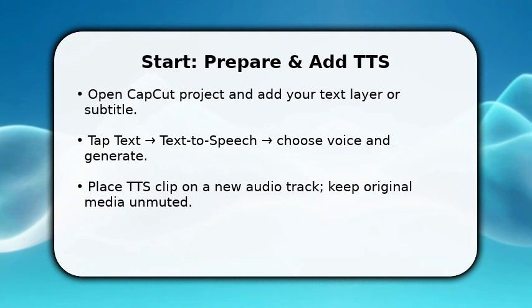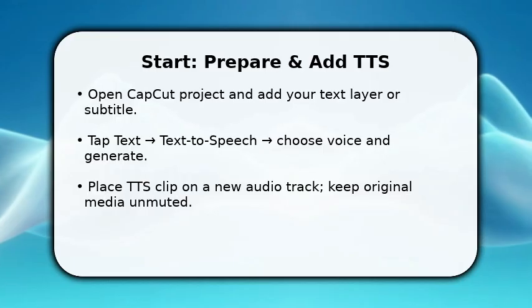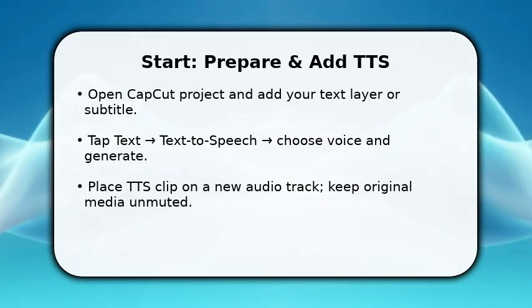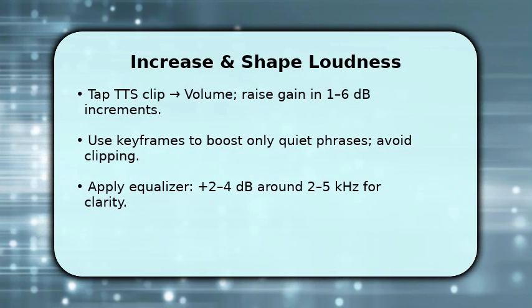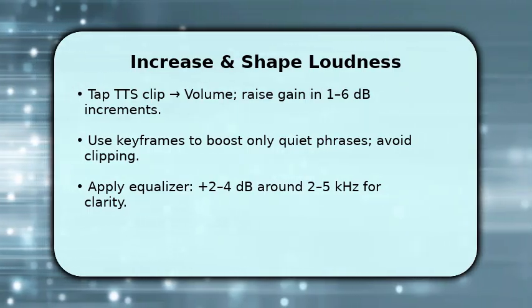Now you're shaping loudness. Select the TTS clip and open volume controls to raise gain gradually. Small steps prevent distortion. Once you set a baseline, add audio keyframes at phrase boundaries to lift softer words without making the whole track harsh.